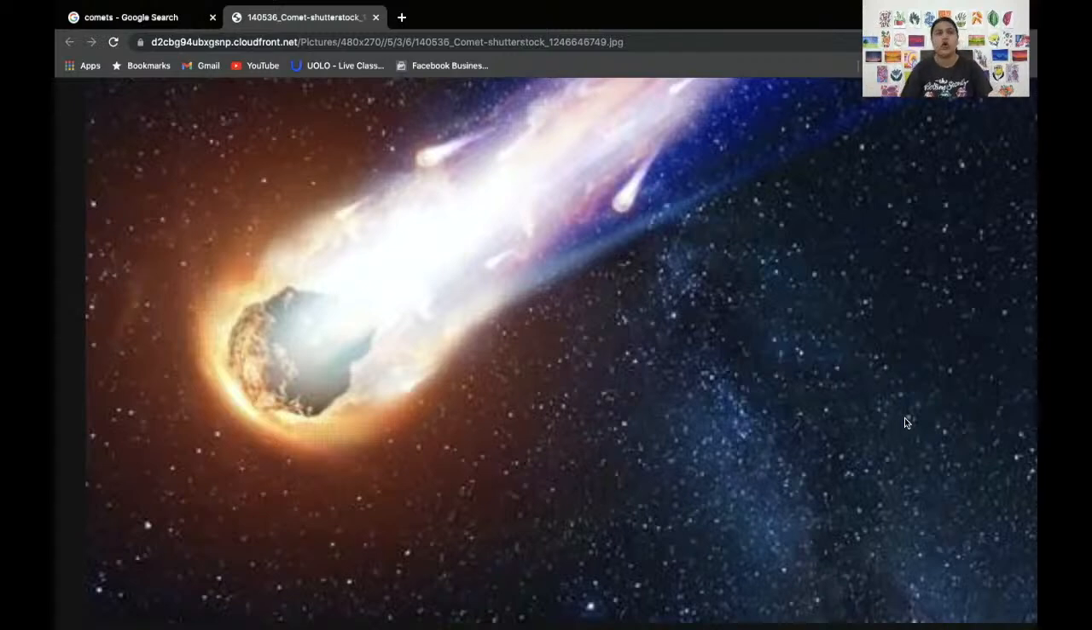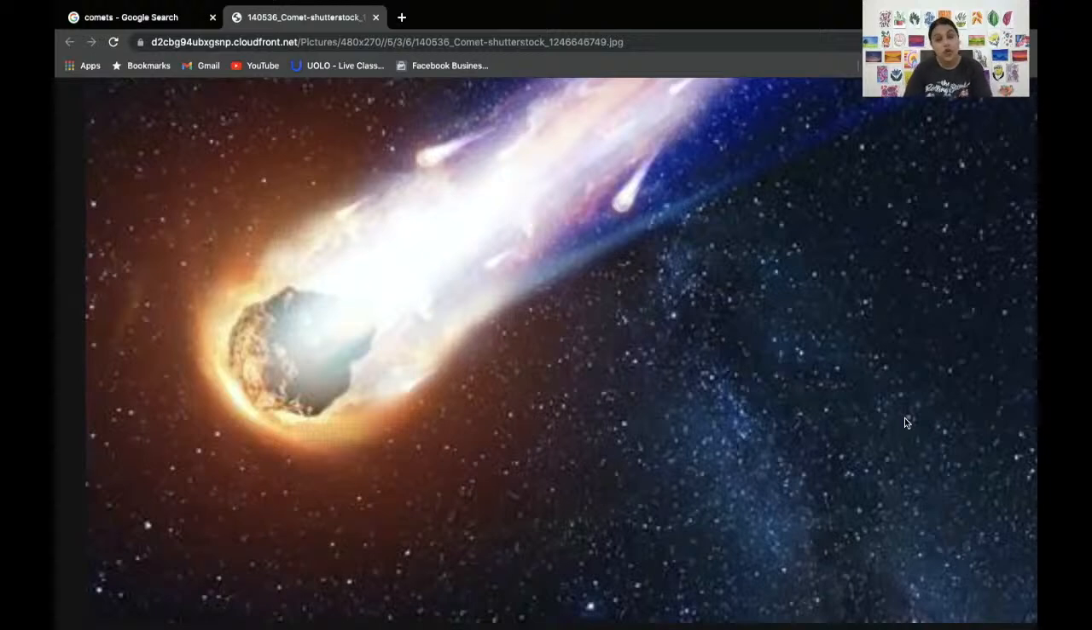So if you ever look at a comet from Earth, you will be able to see it as something like a big star, like a shooting star that is running across and going across. So that's basically how a comet looks.